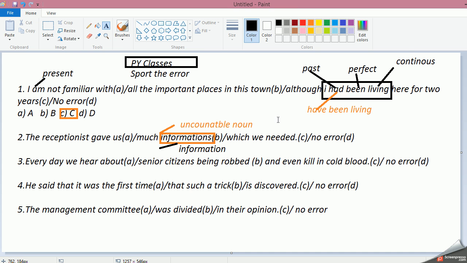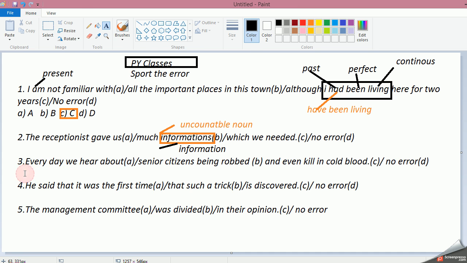So this is correct. The correct sentence is, the receptionist gave us much information which we needed. As we know, information is an uncountable noun, so we cannot make a plural of information. So that was the error in this sentence. Now let's move to question number three.